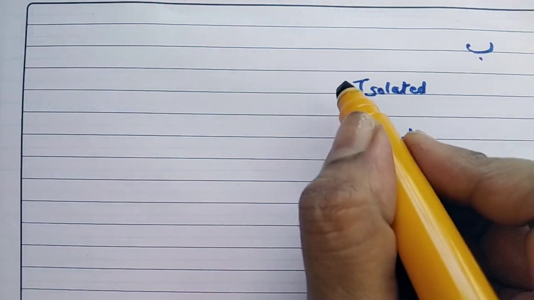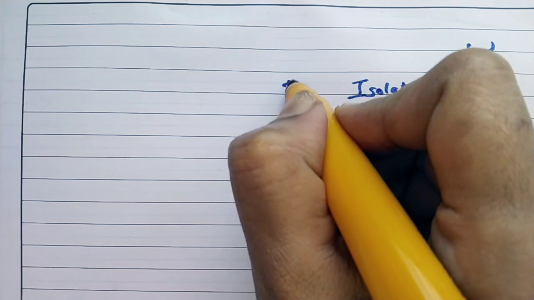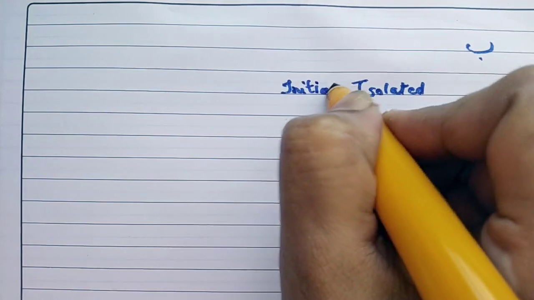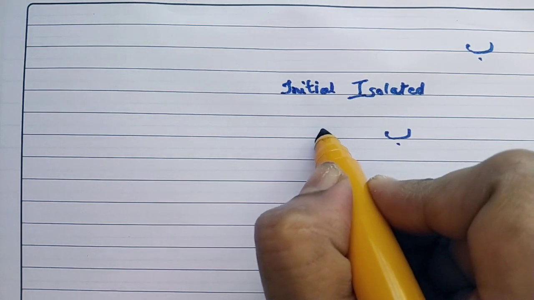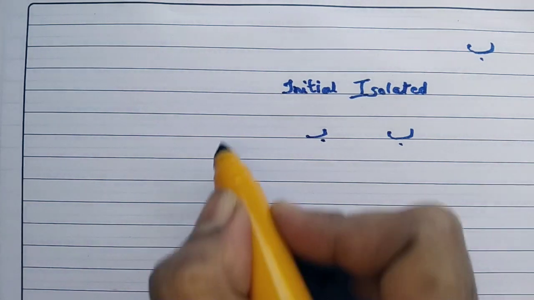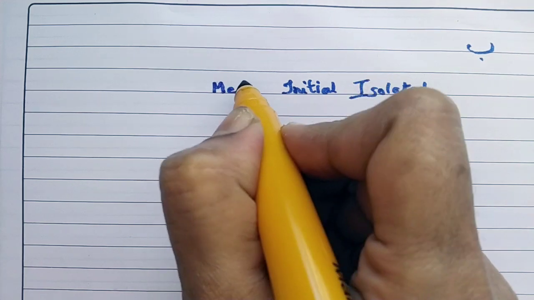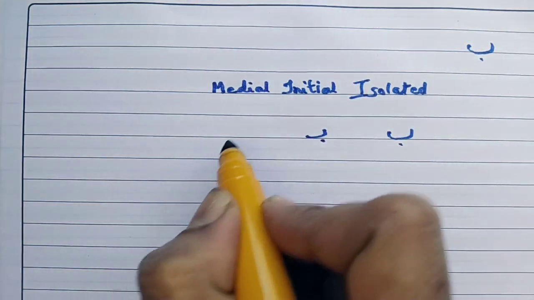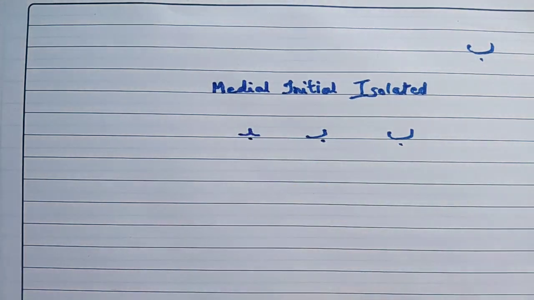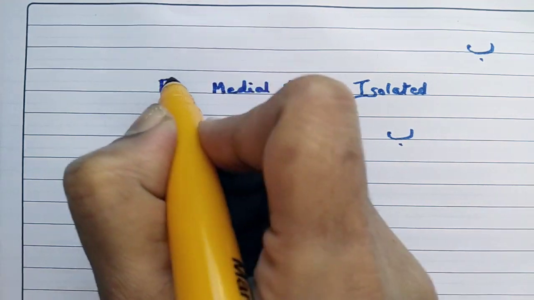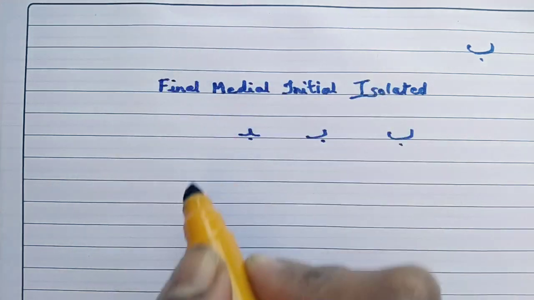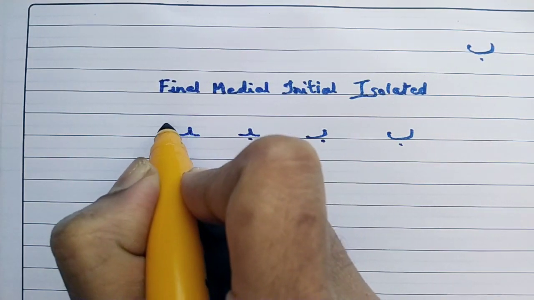The first form is the isolated form. In this form, ba appears in this form, and the second one is the initial form. In this, it appears in this form. Then, the medial form. In this, it appears in this form. And the last, but not the least, the final form. And here it appears in this form.